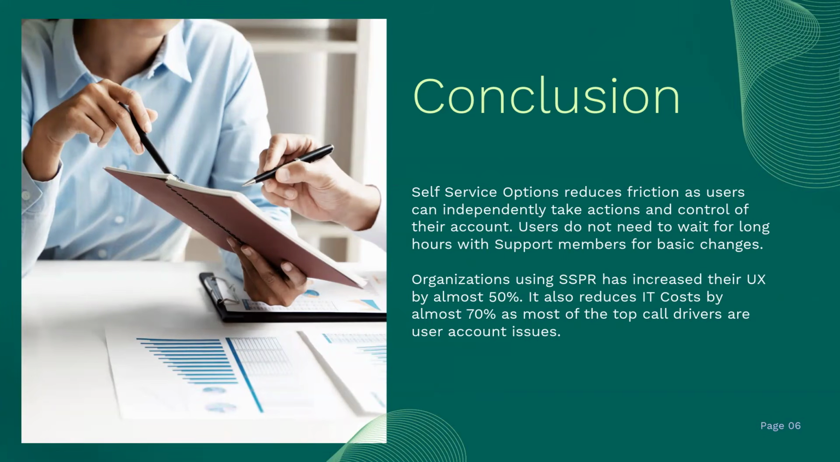So self-service options reduce friction as the user can independently take actions and control their account. They do not need to wait for long hours for support for changes like this on the account. Organizations which have implemented SSPR can reduce their cost by 70%, and they can also improve the user experience by 50%, as we have seen in the organizations which have already implemented this kind of solution. There are solutions which are available readily from different providers only for SSPR, or you can build your own using the APIs as we discussed today.